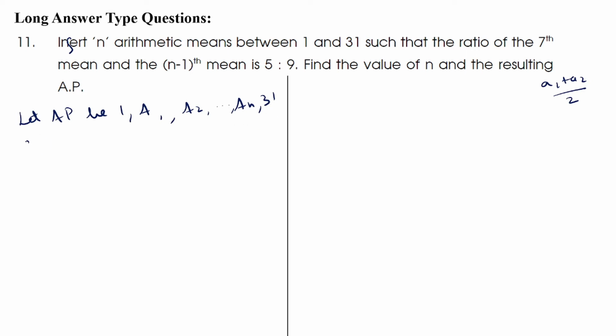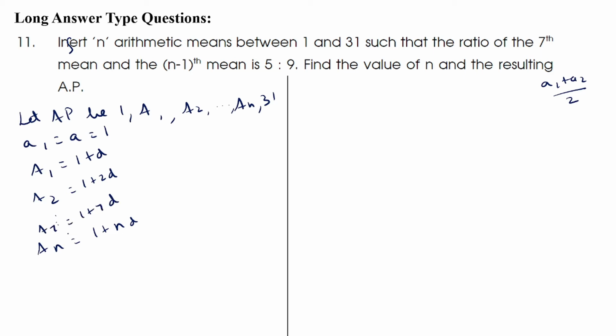So here the first term is 1. Then the first arithmetic mean a1 is given by 1 plus d. The next arithmetic mean is given by 1 plus 2d, up to the nth arithmetic mean, which is given by 1 plus nd. We need a7 also. So a7 is equal to 1 plus 7d.